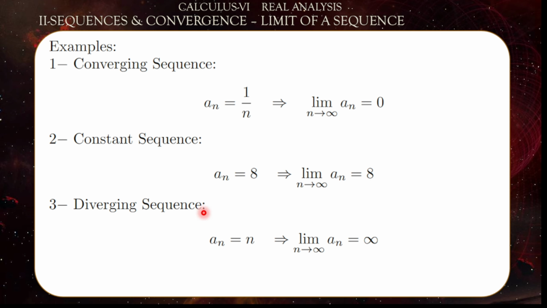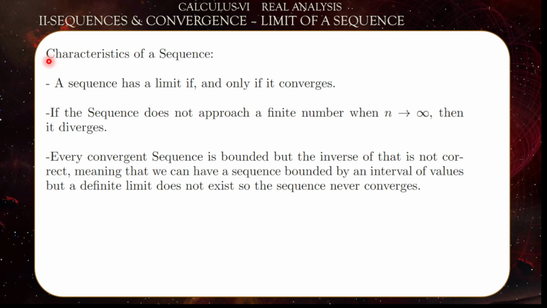Diverging sequence, an is equal to n, for example. As n increases, an increases in the same manner. Why? Because an is equal to n. So the limit of an as n approaches infinity is equal to infinity. It blows up, we say. In other words, it doesn't have a finite limit. It doesn't have an upper bound. It never reaches a finite value.